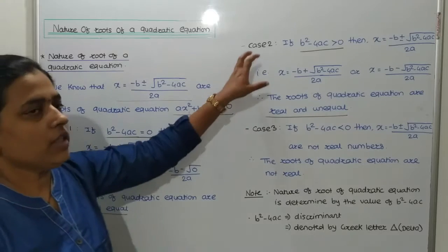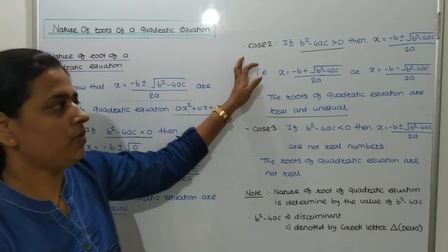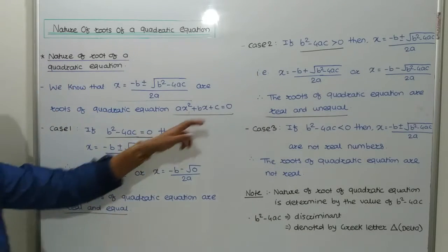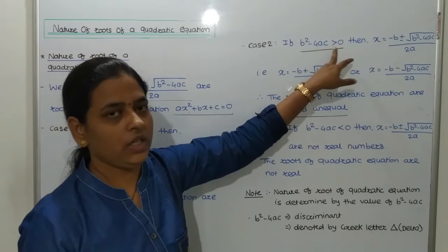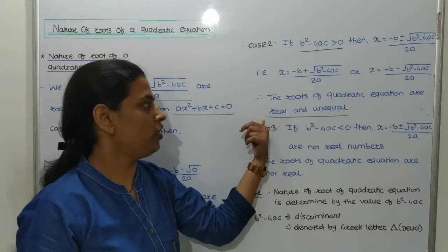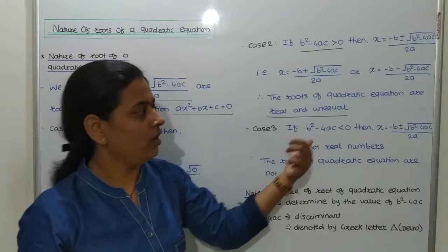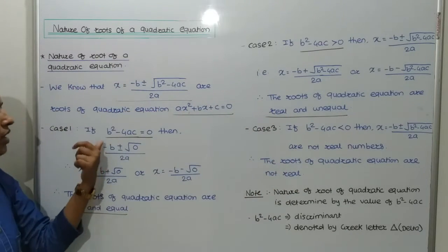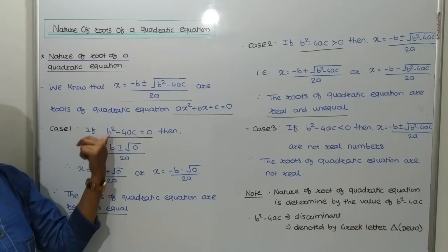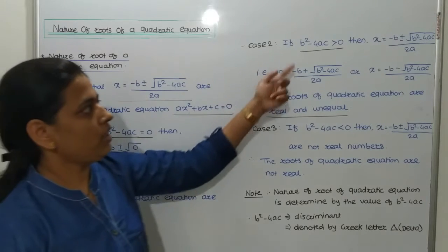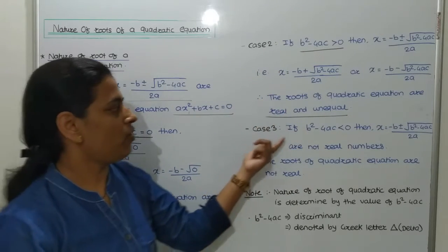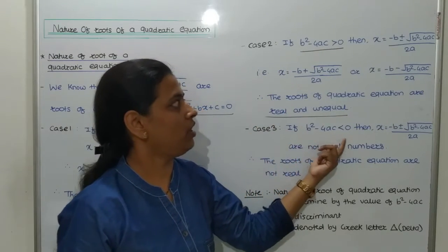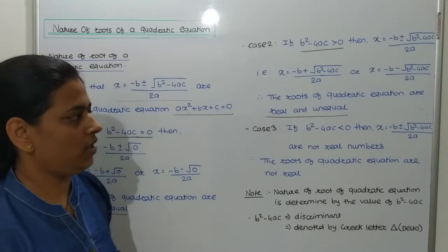We will discuss these cases with the help of some examples, but for now we just have to learn this. If b square minus 4ac is greater than 0, then the nature of the roots is real and unequal. In the first case b square minus 4ac is equal to 0, in the next case it is greater than 0, and for the third case we consider b square minus 4ac less than 0.